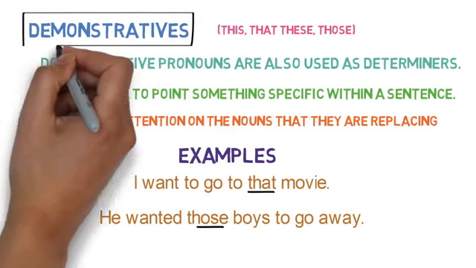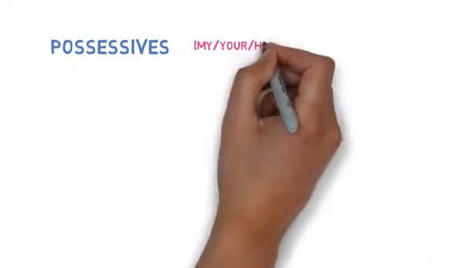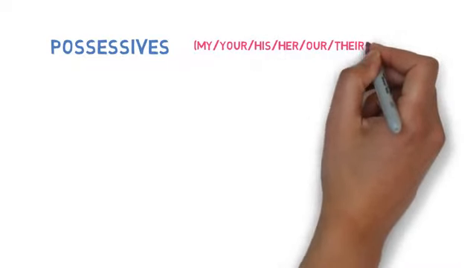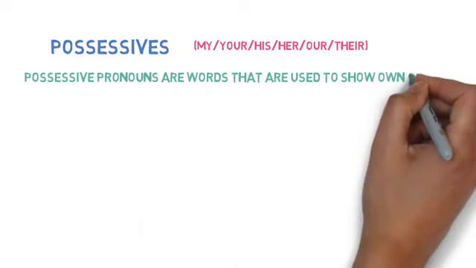Now let's look into the next category, possessives. Possessives are words like my, your, his, her, our, their. Possessive pronouns are words that are used to show ownership. Let's look into examples of them.